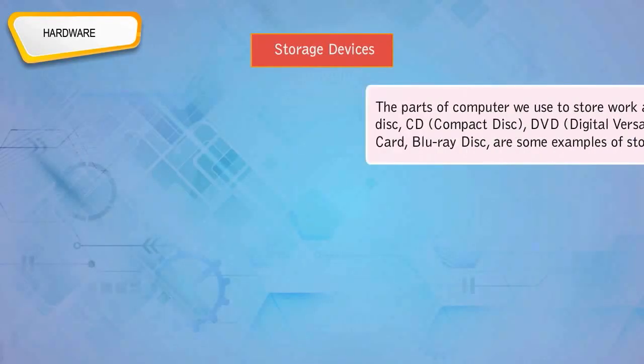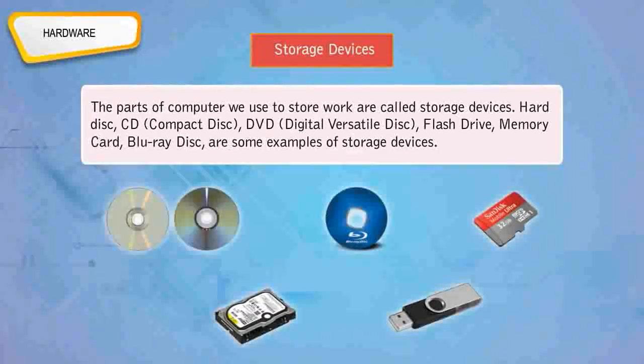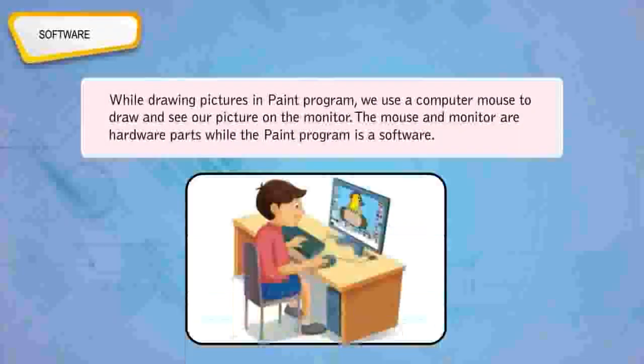Storage devices. The parts of a computer we use to store work are called storage devices. Hard disk, CD, compact disc, DVD, memory card, Blu-ray disc are some examples of storage devices. Software. While drawing pictures in the Paint program, we use a computer mouse to draw and see our picture on the monitor. The mouse and monitor are hardware parts, while the Paint program is software.